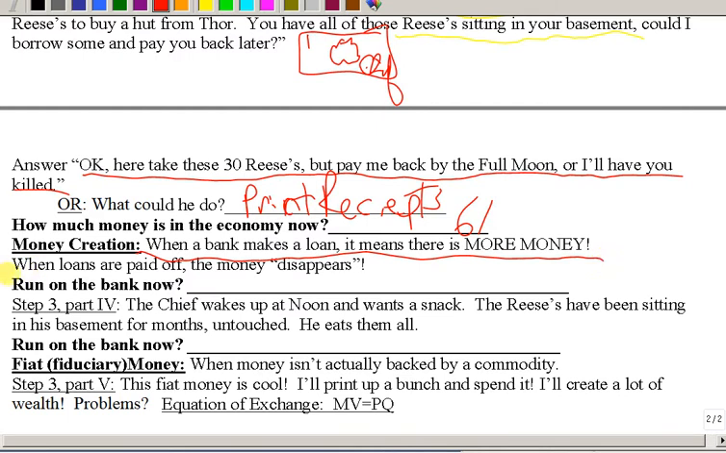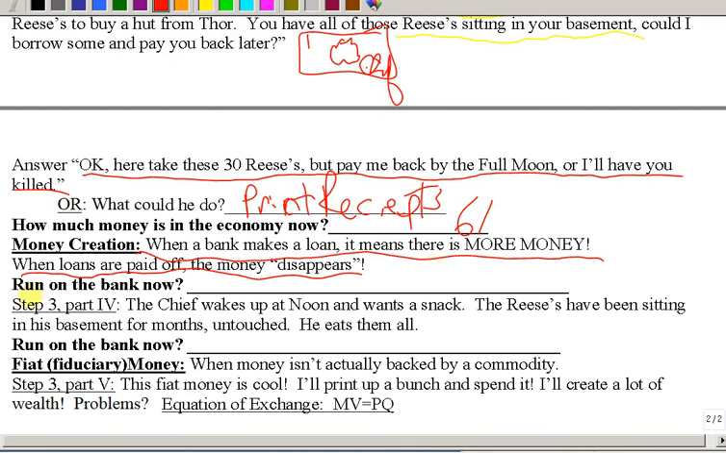When loans are paid off, the money disappears. This is an important concept. So what's going to happen when Ahab pays the 30 receipts back to the chief? Well, assuming the chief just throws the receipts in a corner or burns them, the money disappears. So making loans creates money, paying off loans destroys money. It's a weird concept, but it's true.